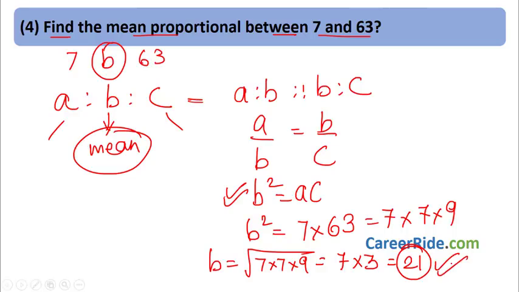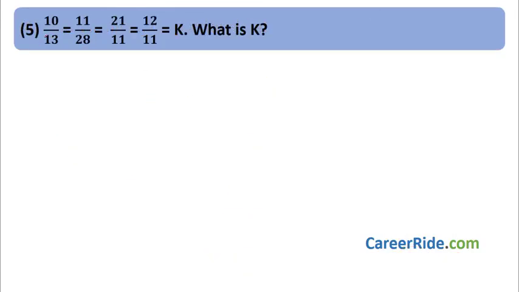Moving to the next question, question number 5. 10 upon 13 is equal to 11 upon 28 is equal to 21 upon 11 is equal to 12 upon 11 is equal to K. What is K? Whenever such sums come in ratio and proportion, please remember they are very easy to solve. You won't even believe how easily we can get the answer. Let us see how to solve. Simply add the numerators. What do you get?